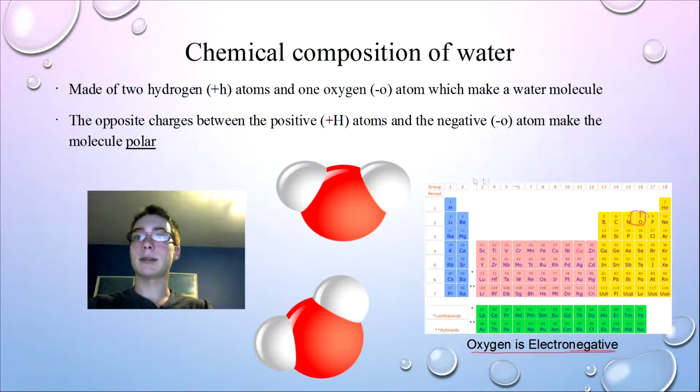And so why is that? It's because as we go across the periodic table here, it's going to increase in electronegativity. And again, why is that? We're increasing the number of protons in the nucleus, and therefore there's a more positive charge on the inside as it pulls the electrons towards it.